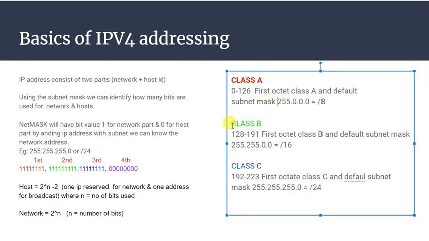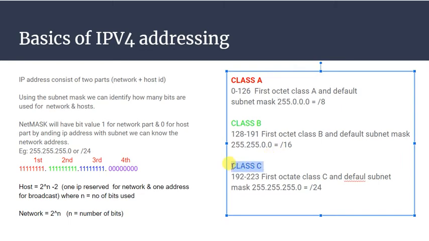And Class B is 128 to 191. There is one address missing here, 127, which is used for loopback purposes, so that's eliminated here. The next range is 128 to 191. If the first octet is in this range, we can always say this is the default Class B range, and the default subnet mask is /16. That means 16 bits for the network and 16 bits for the host. This is /16 in slash notation.